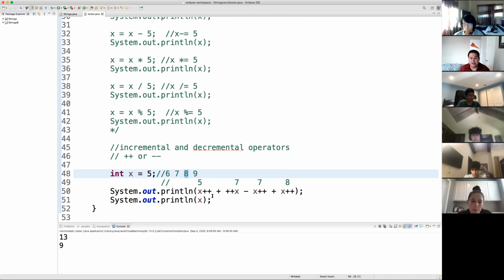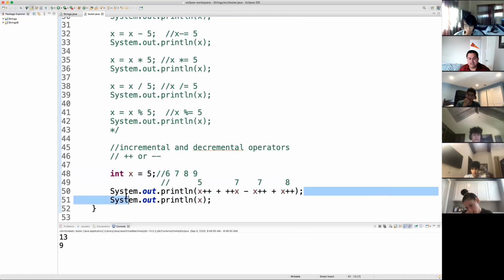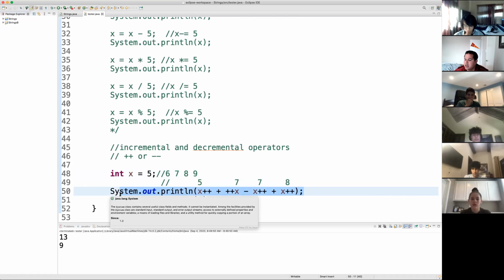And then the final value is 9 because it still gets incremented. Now this is in your book. I may throw one of these at you, but something to the extent of this. I'm not going to do anything crazy on your exam, okay? But I will throw one of these incremental or decremental operator questions at you, just to make sure that you know the rules, okay?